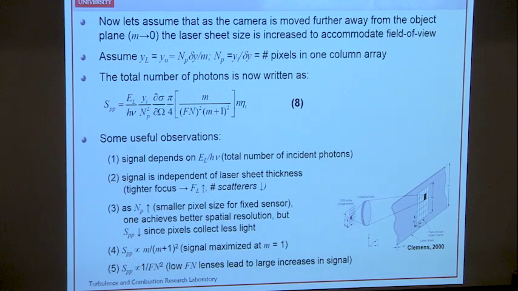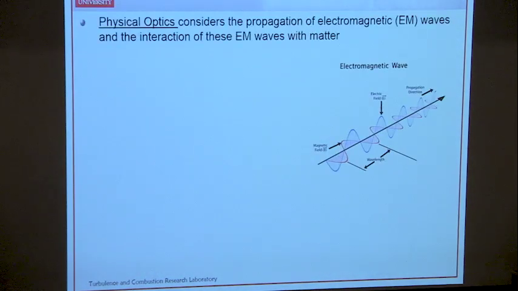But one thing that we'll talk about in a little bit is that low F number leads to a very small depth of focus. Okay, so it becomes much more difficult to focus your image as that F number comes down. Okay, now let's move on to physical optics. Okay?